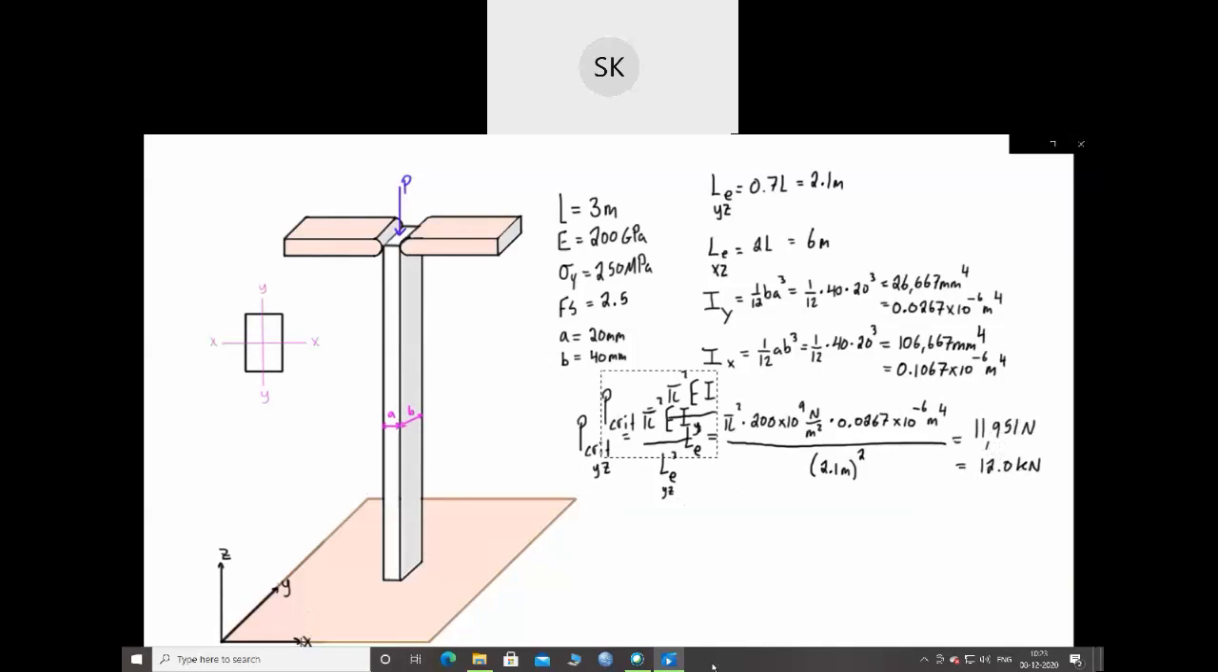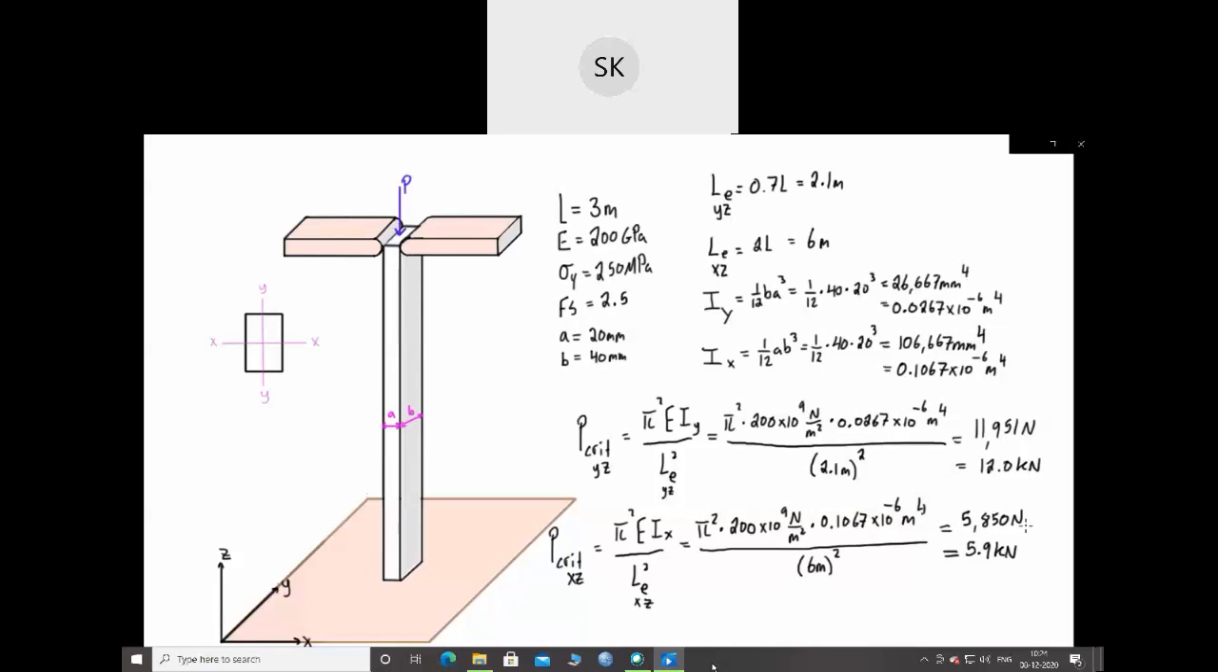And now we just want to check for buckling in the XZ plane. So let's bring this down here, and we'll add in our subscripts. We're looking for P critical in the XZ plane, which means we're dealing with the moment of inertia about the x-axis. And again, this is the effective length for the XZ plane. When we plug in all the values that we already have, we find that to be 5.9 kilonewtons. And 5.9 is smaller than 12, so the actual P critical that we're going to get for this column is 5.9 kilonewtons. We're going to get buckling in the XZ plane before we get buckling in the YZ plane.